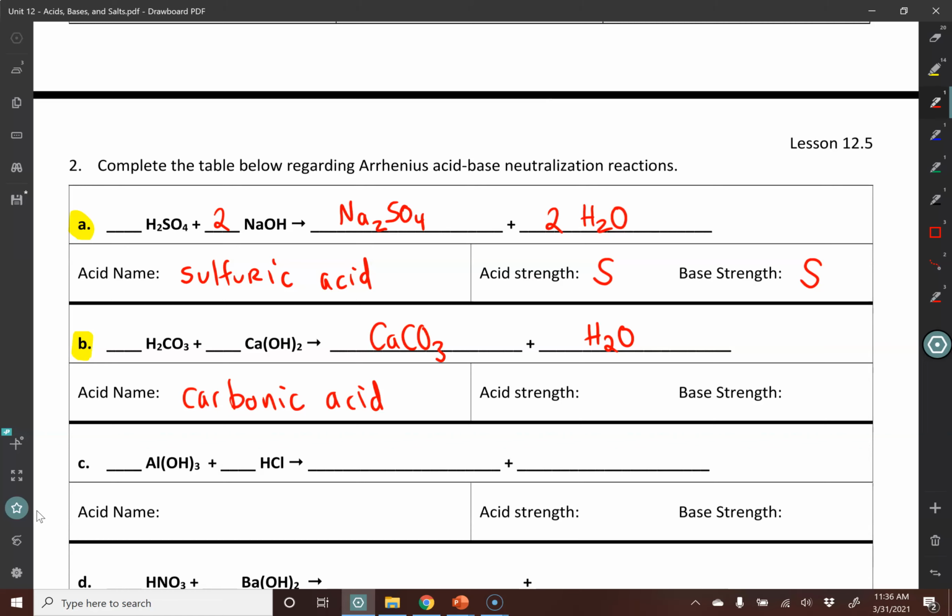Let's check and see if I'm balanced. Calcium and carbonate look okay. Water does not. I'm going to need a coefficient of 2 in front of H2O to balance out my hydrogens and oxygens. Carbonic acid is a weak acid. It's actually present in things like soda and seltzer water, and you definitely would not want to consume a strong acid. Base strength, calcium hydroxide, that is one of our 8 strong bases. So let's put an S for strong.